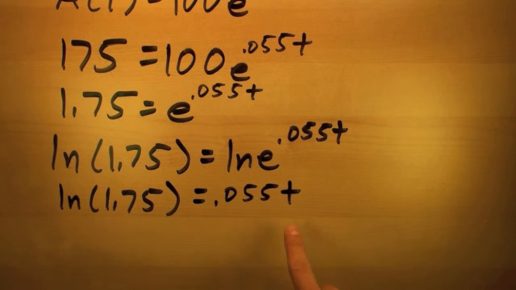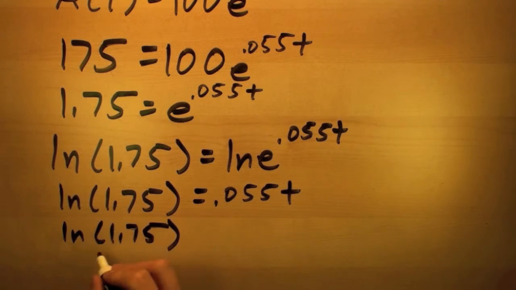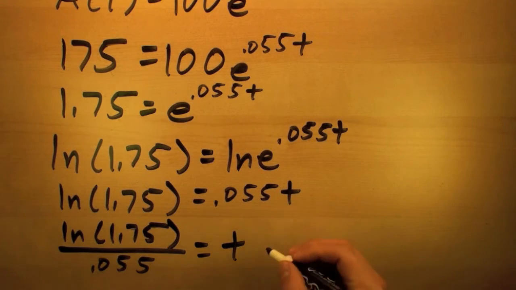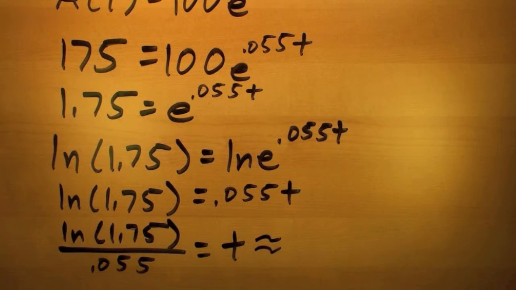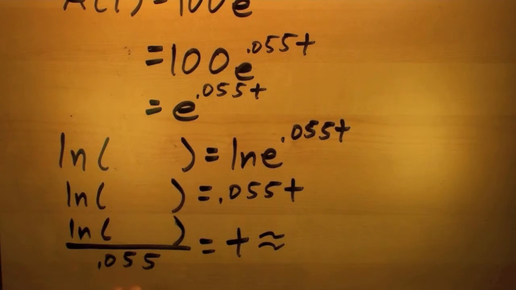And now to solve for t, we just divide by whatever's multiplying it. So natural log of 1.75 divided by 0.055 is equal to t. Now this is our exact value, but a lot of times we have no idea what that is even close to being. So we put it in a calculator and we approximate it as being roughly 10.17 hours.